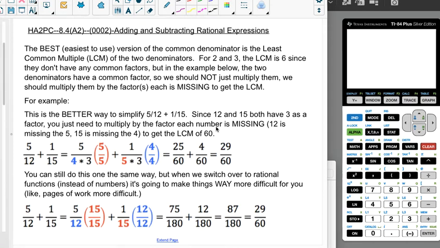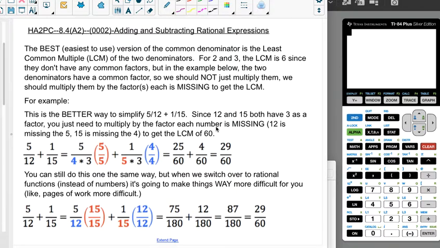All right, this is Honors Algebra 2 Pre-Calc. We are doing 8.4 in Algebra 2, which is adding and subtracting rational expressions, and this is the second video in the series. So the best, or in this case, easiest to use, of the common denominator options is the least common multiple, LCM, of the two denominators.